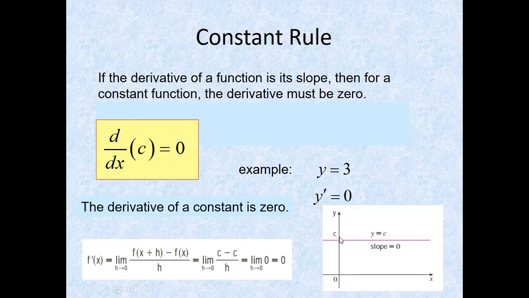As we can see, we have a function, a constant c here. The number c can be 1, 2, 3, 4, 5, anything. So at this particular line, the slope of this line everywhere we will get 0. Okay, so this is the proof for the constant rule.